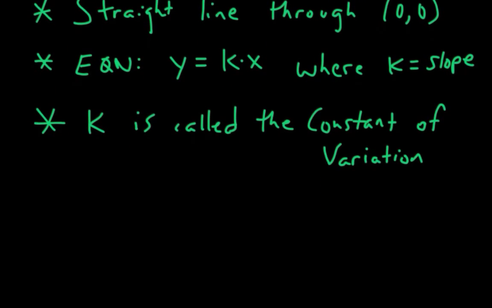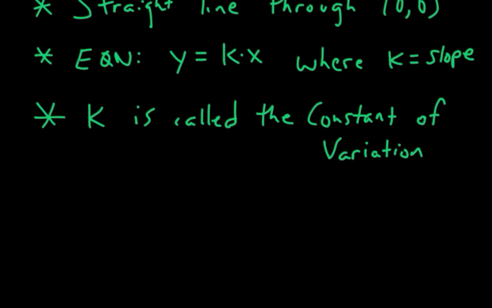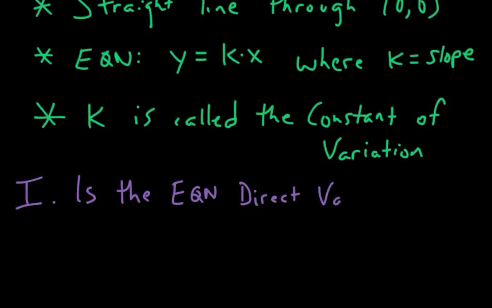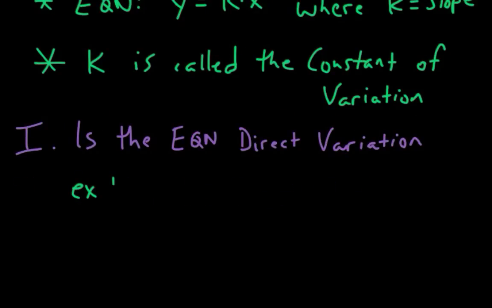Okay on that? Then I probably should have put a Roman numeral 1 before that. Instead, I'll just start with my Roman numerals here and say Roman numeral 1 then is going to be, is this equation direct variation? And this is going to be one of the types of questions you're going to get. So example 1.